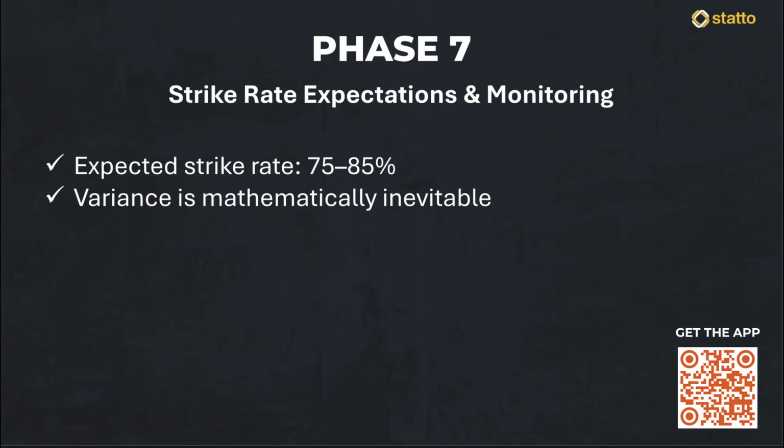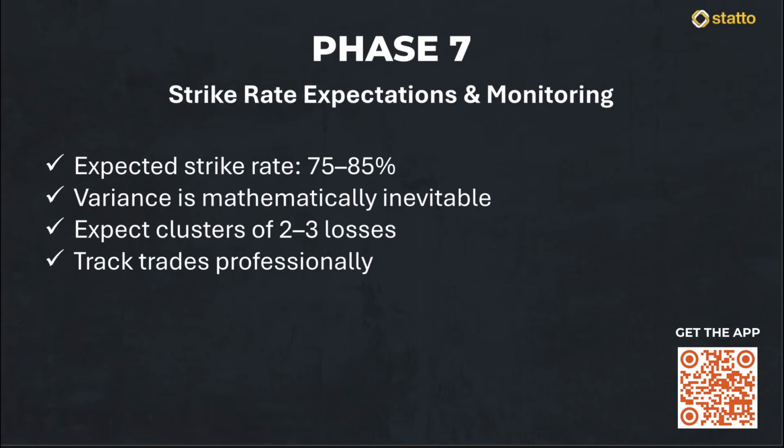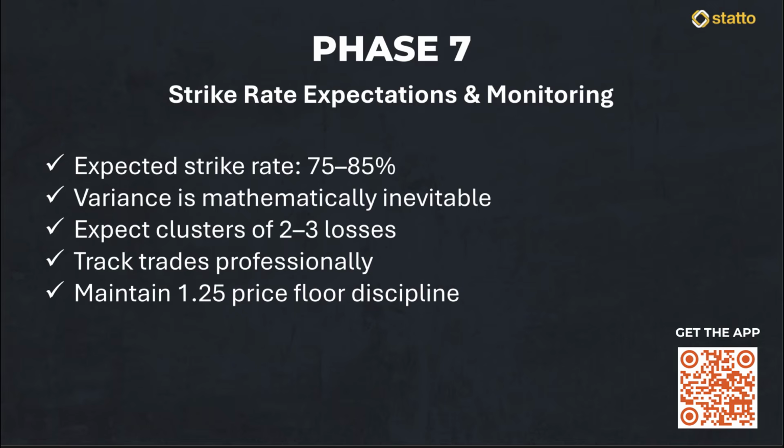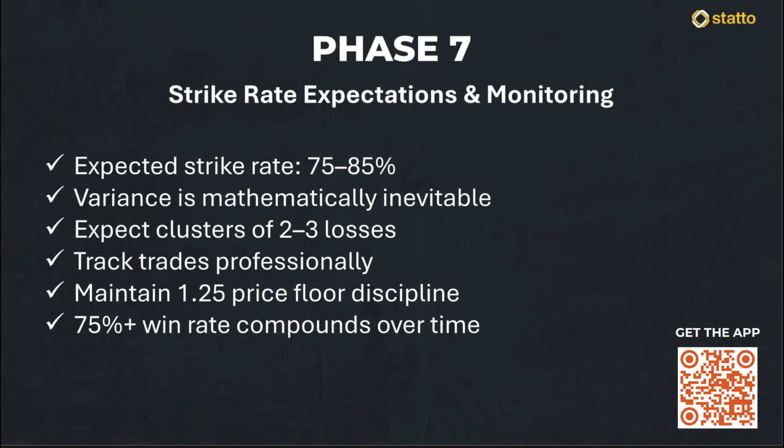You will see clusters of losses where 2 or 3 games in a row stay at the halftime score despite incredible pressure. This does not mean the system is broken. It means you have encountered a cluster of finishing variance. Discipline must always be greater than emotion. If you track your trades and stick to the 1.25 price floor, the 75% plus win rate will take care of your bankroll over the long term.